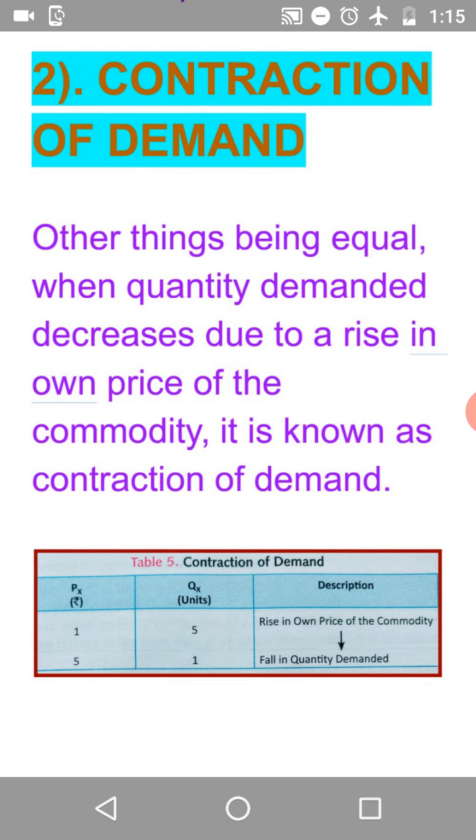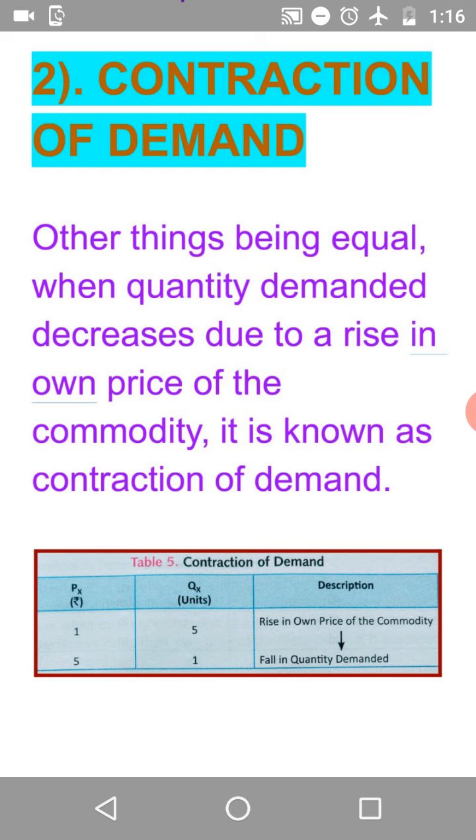Now we are coming to its second aspect, that is the contraction of demand. So in this, just the opposite condition of the extension will be there. So dear students, see over here, other things being equal, when quantity demanded decreases due to a rise in own price of the commodity, it is known as contraction. जब किसी commodity की price increase होती है, shoot up होती है, उसकी वजह से जो उसकी demand decrease होती है, that is known as contraction of demand.